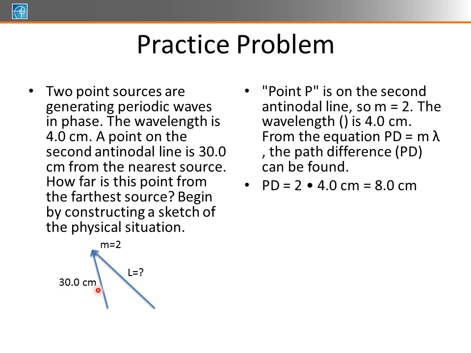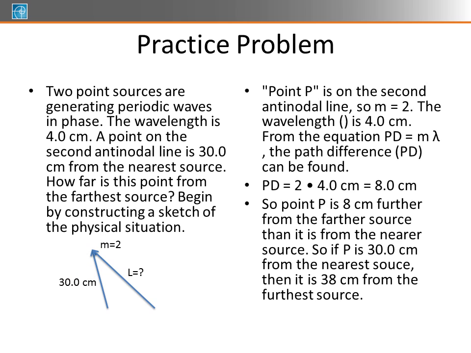Since I know this is the shorter of the 2, this L has to be 8 centimeters longer than this one. So I just add them together, and I get that L is equal to 38 centimeters. So it's 38 centimeters from the furthest source, and that's our answer. Pretty straightforward, basic thing. But again, back to the idea of how many wavelengths different are you? What's the difference of the path length? It has to be proportional to m times the wavelength.